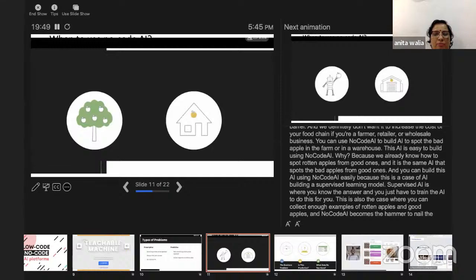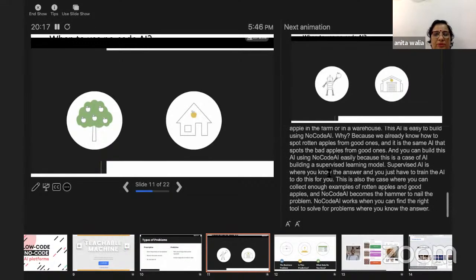bad apple in the farm or in the warehouse, where the volume of the data is huge. With a little data, you can easily do it manually. You don't require AI to do that. But with a huge volume of data, it is very difficult to segregate. It is very difficult to classify data. So it is very easy to build this kind of spotting or classification with the help of no-code AI.